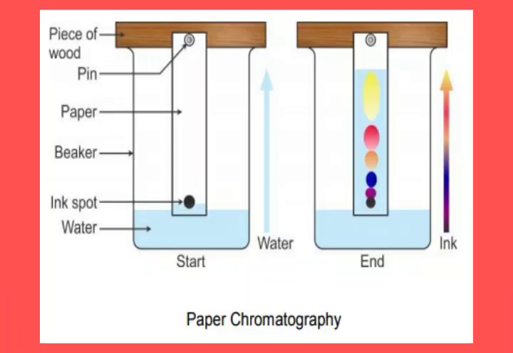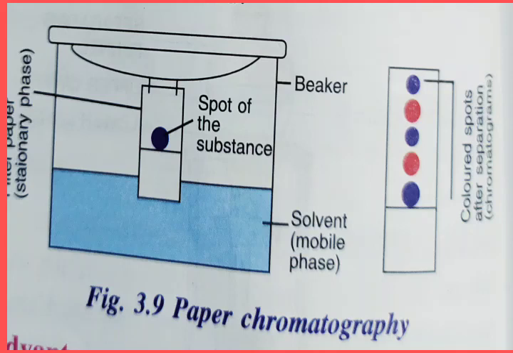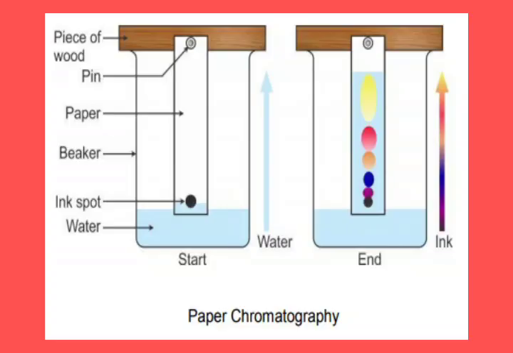The paper is then dipped in a solvent taken in a beaker so that the line drawn on the paper is above the level of the solvent. The filter paper acts as a stationary phase while the solvent acts as a mobile phase. As the solvent rises on the paper, it takes along with it the drop of the substances. The component of the drop which is more soluble rises faster and we see various spots on the filter paper, each indicating a component of the mixture. The paper is then removed from the solvent and dried.